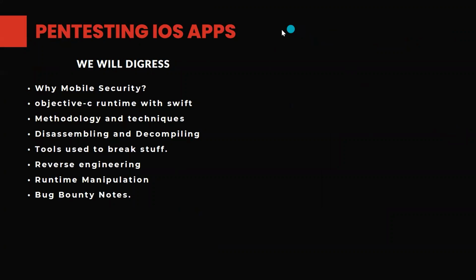Pen testing iOS applications. Today we have a few pointers which we will cover in our presentation: why mobile security, the Objective-C runtime, methodology and techniques which we use in runtime and reversing, disassembling and decompiling the IPA, tools used to break the stuff, also reverse engineering, and the most favorite topic, runtime manipulation, and the last one is the bug bounty notes.